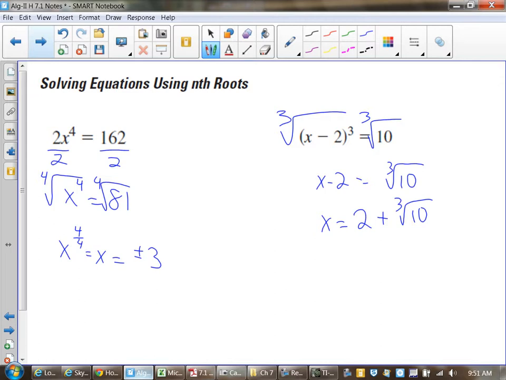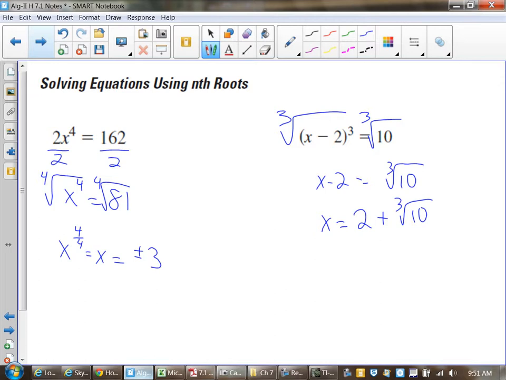Yes, sir. If it was the 4th root, like x to the 4th power, would you put x equals plus or minus? Yeah. Yep. Very good. Everybody hear what he was saying? If it was an even power, again, if you take an even root over both sides, you have to do plus or minus. If it's an odd root, you don't have to worry about that.